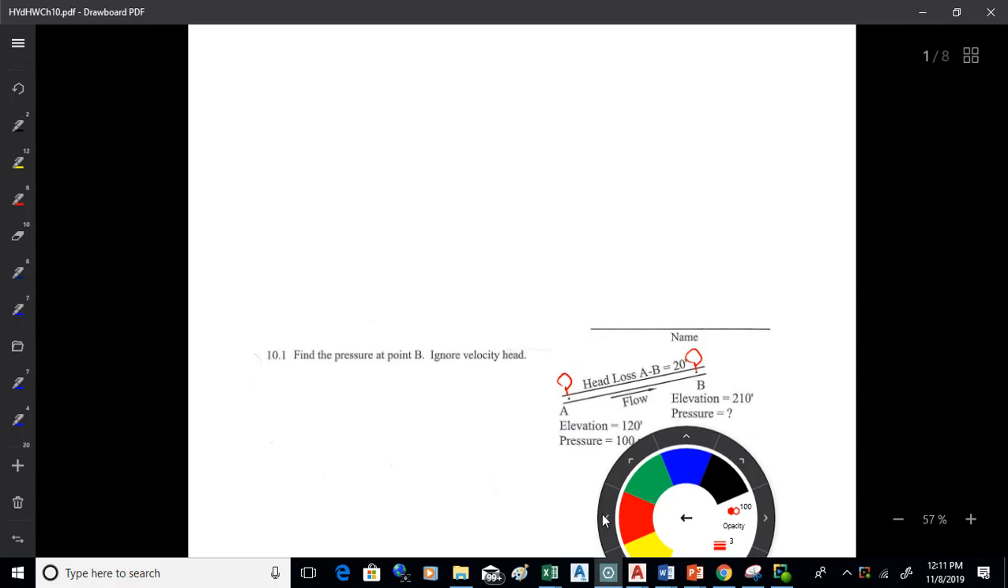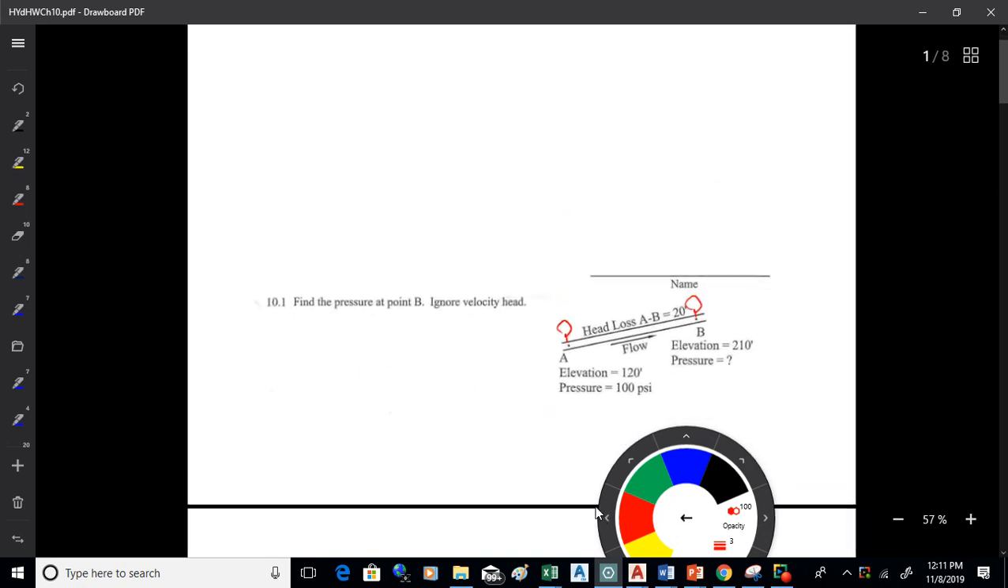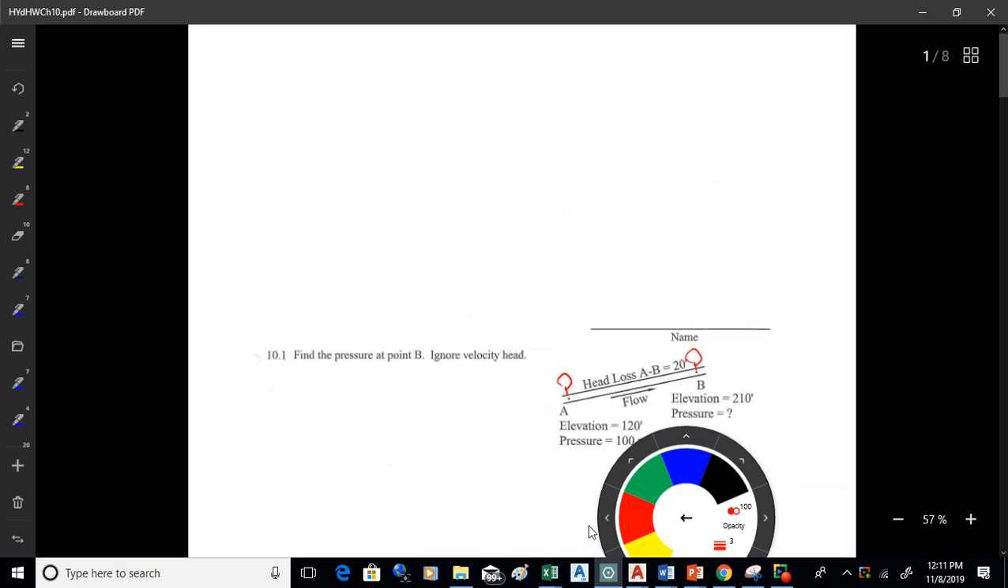So this stuff's due on Wednesday. So you okay on this stuff? We're doing the charts on this. So you'd have A and B, then you'd have the head loss in between, and then you're going to have elevation, pressure head, velocity head, and then the total, right?